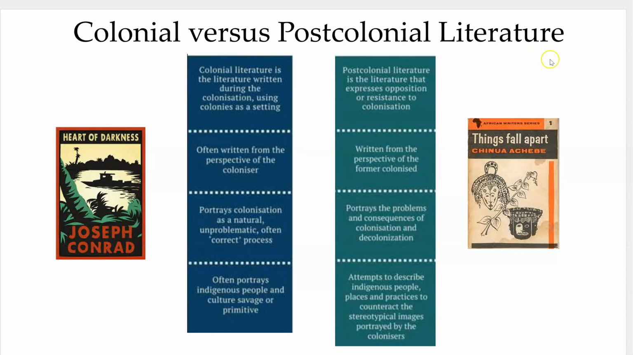And post-colonial literature, on the other hand, is written from the perspective of the formerly colonized, and they discuss the problems and consequences of colonization and decolonization, and it attempts to describe indigenous people, places and practices to counteract the stereotypical images portrayed by the colonizers. So this can be a really interesting project, but let's say that you read Things Fall Apart for your literary analysis, you're not supposed to do both here. Then you need to perhaps compare with another book, not another book, but an extract of a book.